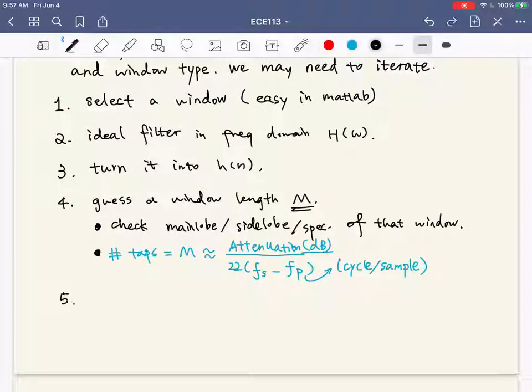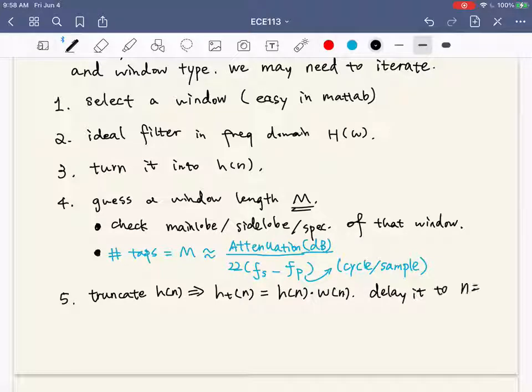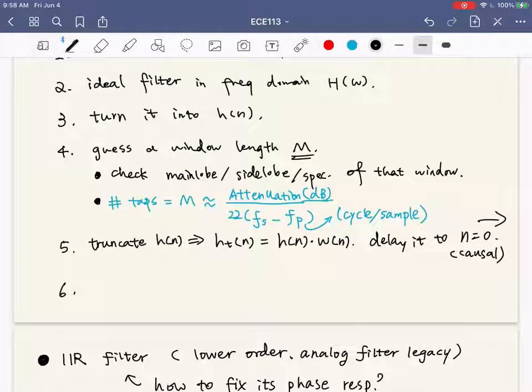The next step is to multiply the window in the time domain. So let's say we truncate our original h of n to be the truncated version h_t of n equals h of n times the window. Okay, and then as Edward said, we want it to be causal, so we shift it a bit. We delay it to the right side to make it causal. Cool. So now we have everything. We already have the truncated h_t of n. So we want to turn it into the frequency domain again. So it becomes big H_t of omega.